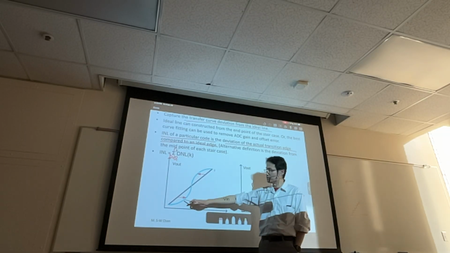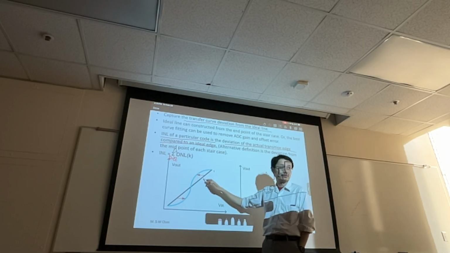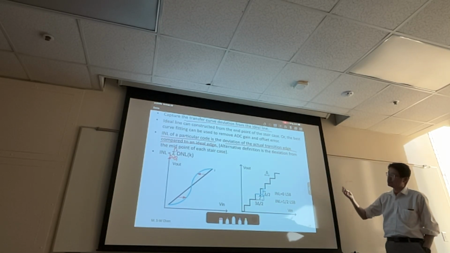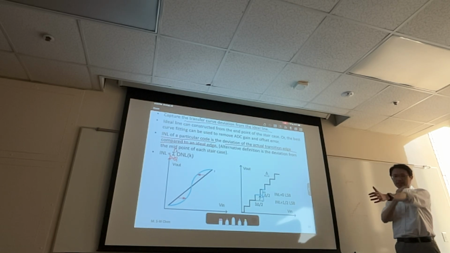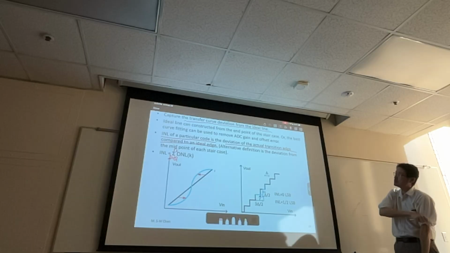So that's why here you see the positive INL, and here just 0 INL, and here your negative INL. Okay, so basically INL is the way for you to see the deviation from the ideal transfer function, the curvature.